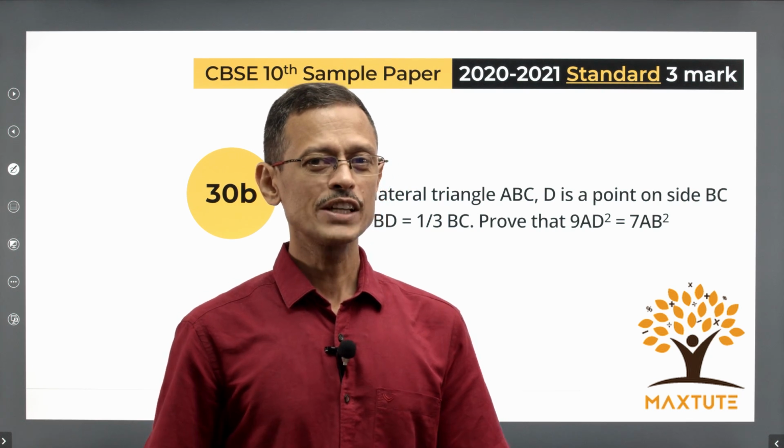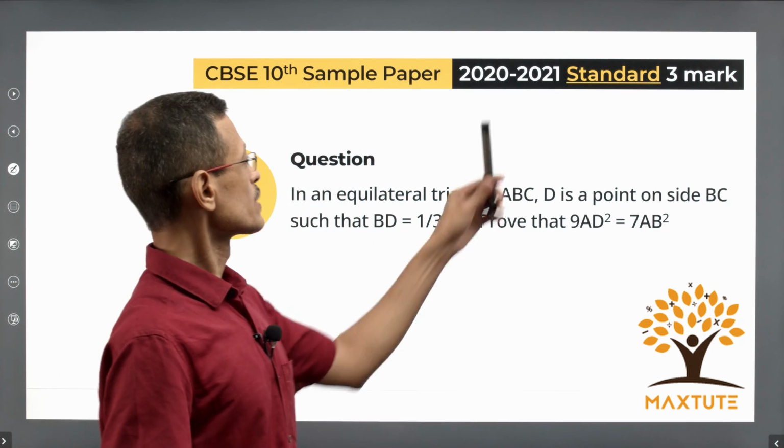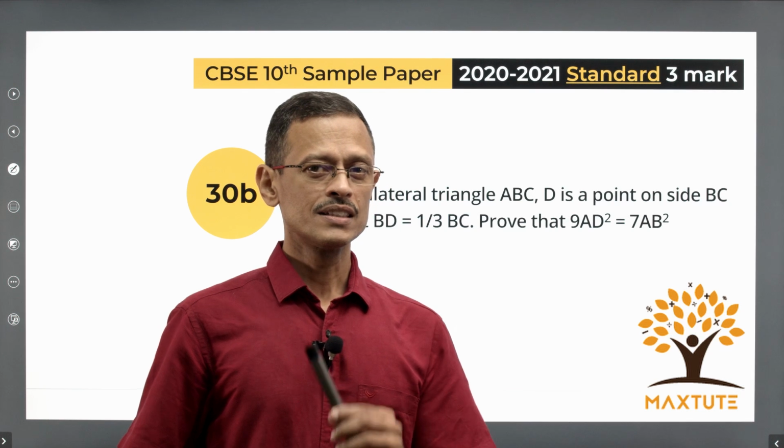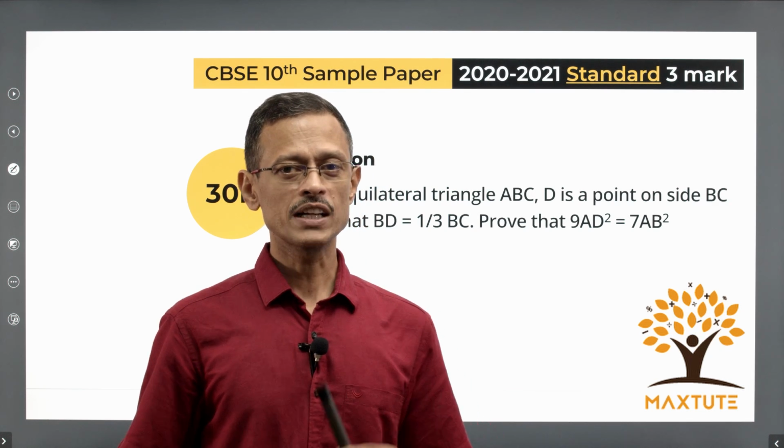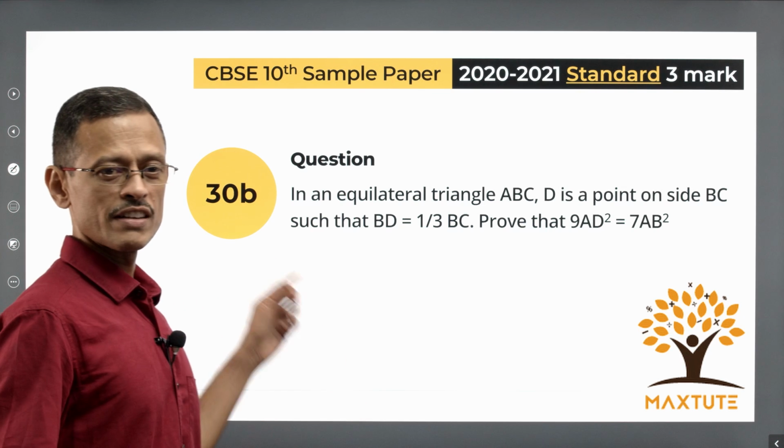CBSE Class 10 Math, video solution to the sample paper given by the board for the board examination to be conducted in 2021. This is a standard version of the paper. We are looking at a 3-mark question from the chapter Triangles. This question is question number 30.